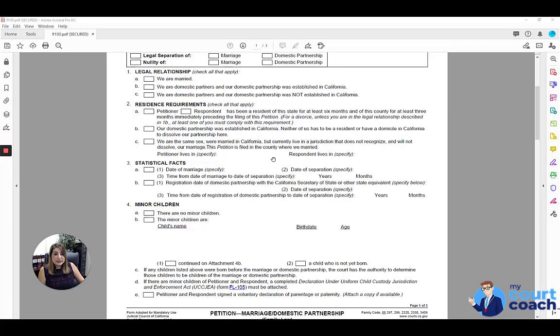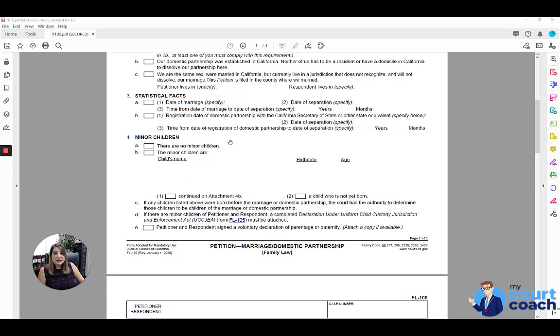If this is a domestic partnership, same thing. You would list the date that your domestic partnership was registered in California and the date of separation, and tally up the years and months that you were domestic partners. The next field has to do with minor children. If you have no minor children, you can mark box 4A. If you have minor children, you need to list their names, birth dates, and ages in box 4B.